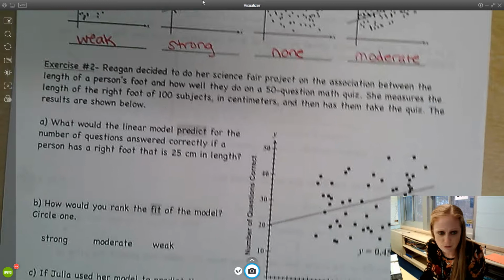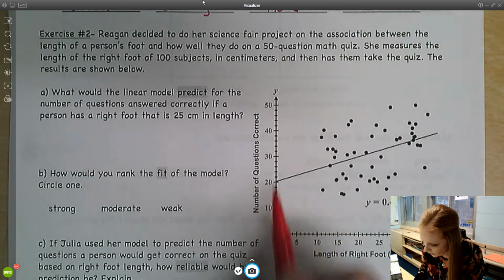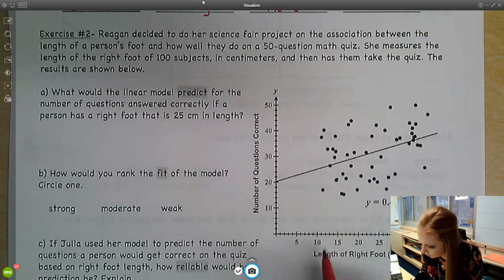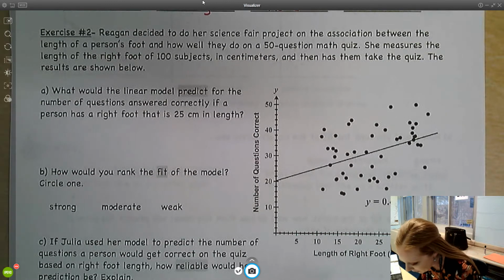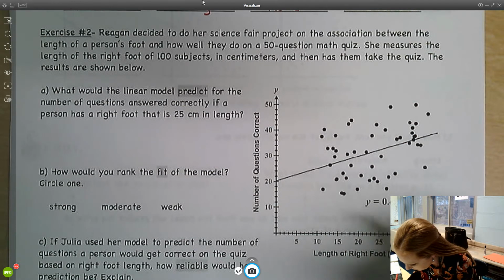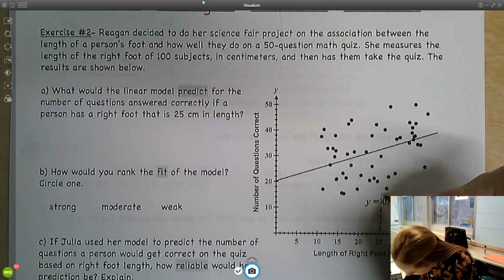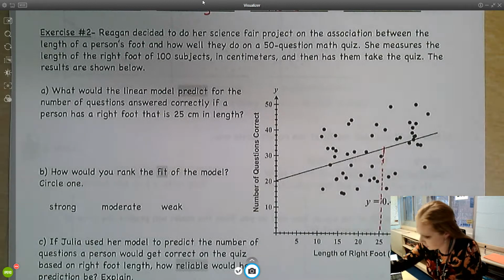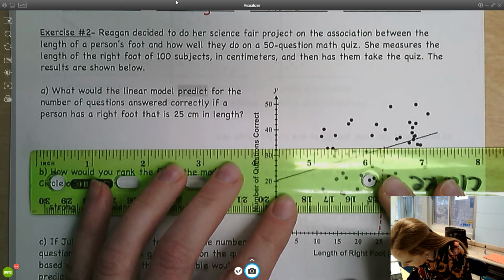Okay, so let's look at this graph. We have the length of your right foot in centimeters, and then we have the number of questions that you got correct. And these dots represent all the different people that were surveyed. So what would the linear model predict if a person has a right foot that is 25 centimeters in length? So let's see, 25 centimeters in length would be right here. So if we keep going, I'm going to use a ruler actually. Looks like it's hitting our line of best fit right about here.